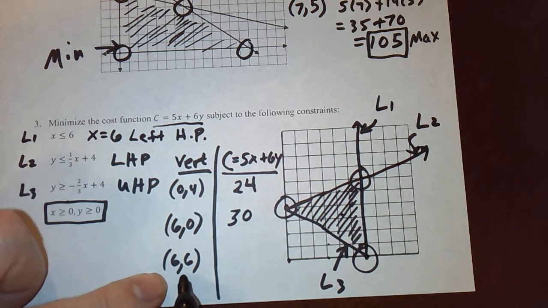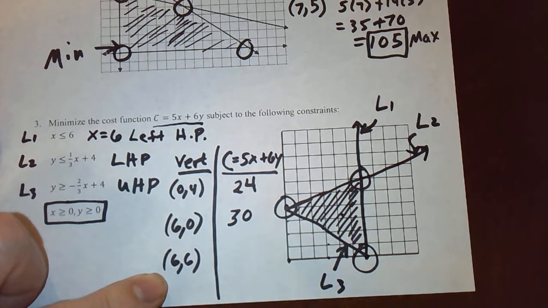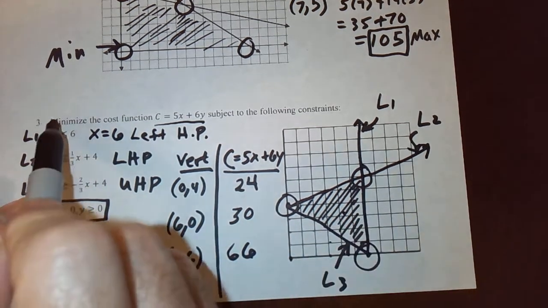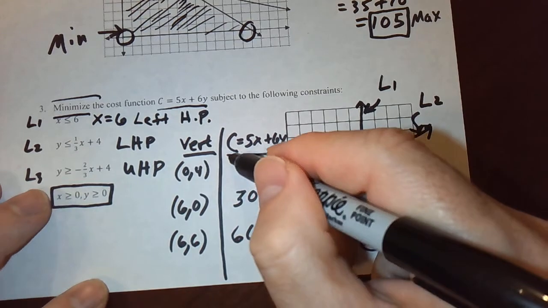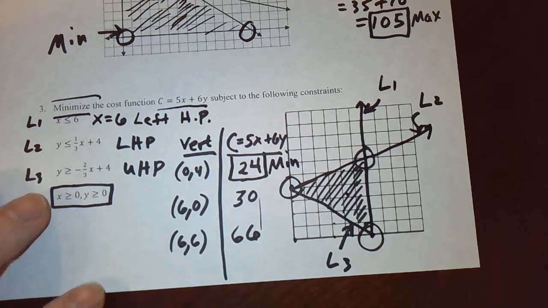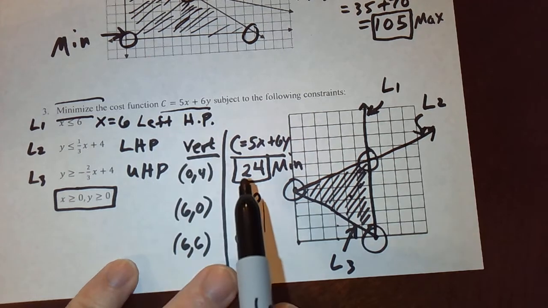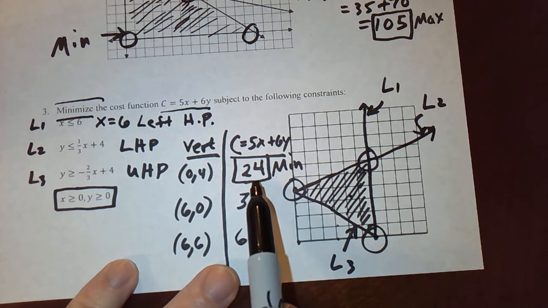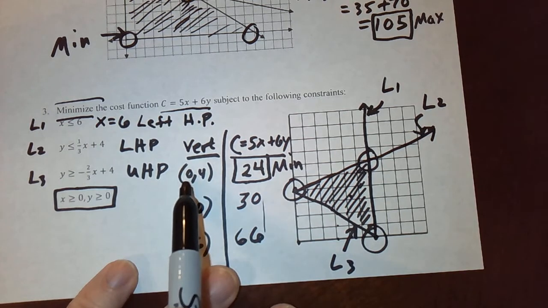Finally, we get a 6, 6. If x and y are both 6, we get 5 times 6 is 30. 6 times 6 is 36. So that would give us 66. So we're trying to minimize the cost. So we look for the smallest number. It looks like it's right here. That's the minimum. So we would say that the very minimum cost is going to be 24, and that cost, the value of 24 occurs at this point right here, where x is a 0 and y is a 4.